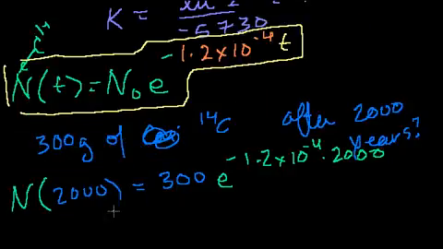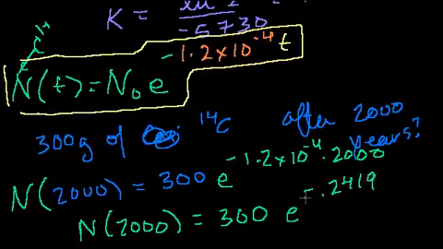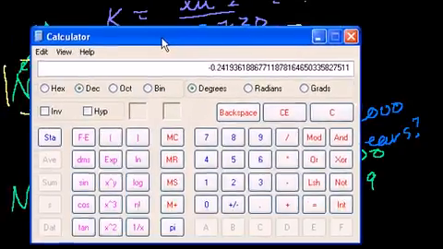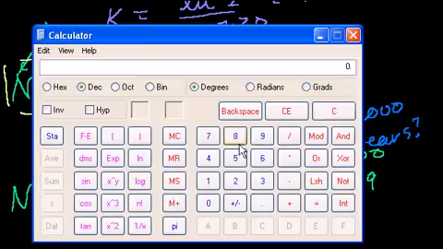And I have to raise e to this power, so it's 0.241. So N of 2,000, the amount of the substance I can expect after 2,000 years, is equal to 300 times e to the minus 0.2419. And let's see, my calculator doesn't have an e to the power, so let me just take e. I need to get a better calculator. I should get my scientific calculator back. But e is, let's say, 2.71.